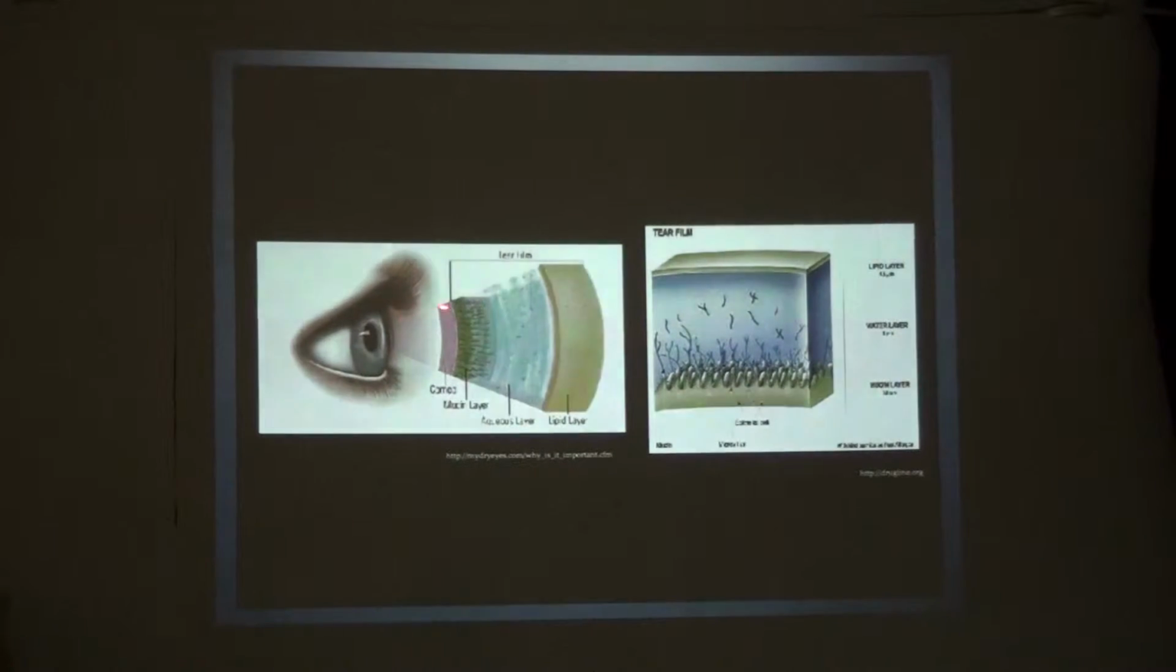This is how the tear film forms. This is one lipid layer, then aqueous layer, mucin layer, and this is cornea or conjunctiva. Conjunctiva will have some cilia.